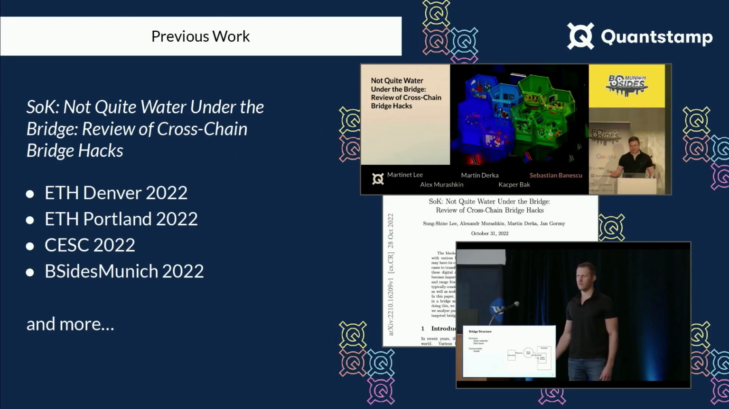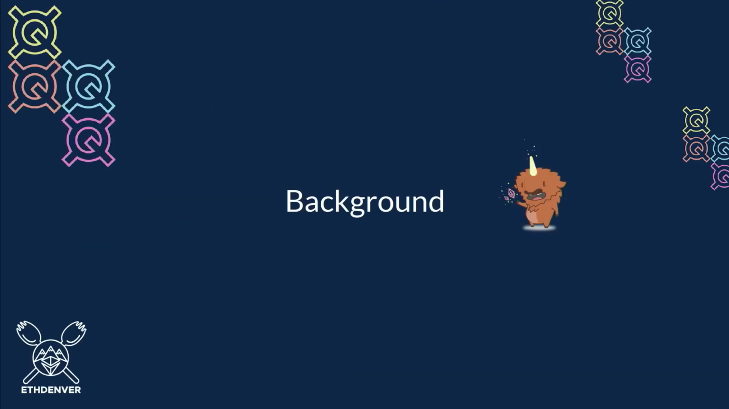This work is an extension of an earlier work by my colleagues and myself. We recently published a paper called Not Quite Water Under the Bridge, Review of Cross-Chain Bridge Hacks. My coworkers did presentations on a similar topic at ETH Denver last year, ETH Portland, and other venues. My coworker Martin also gave a version of this talk at DeFi Denver. In this work, we mostly focus on 2022, basically hacks or exploits that happened throughout last year. But first, we introduce some concepts.